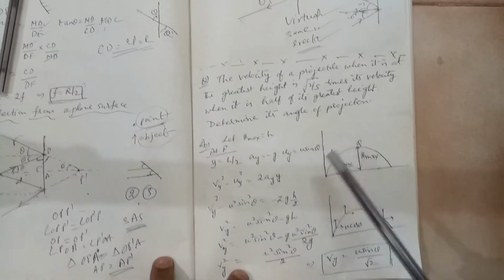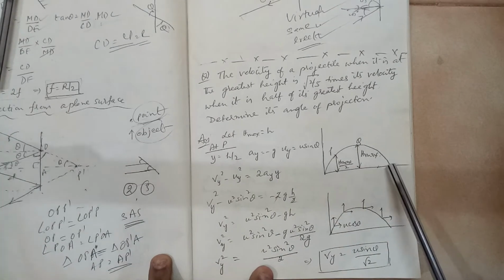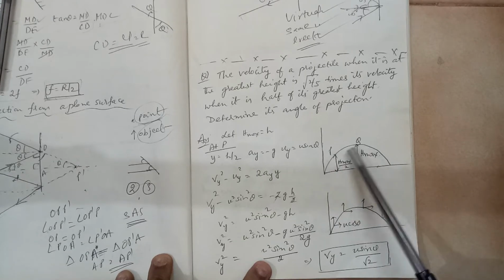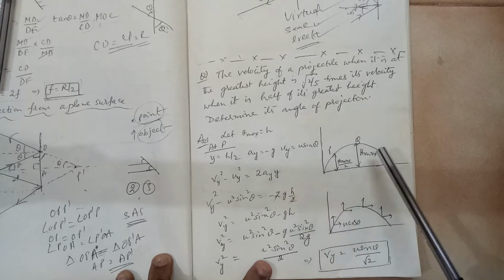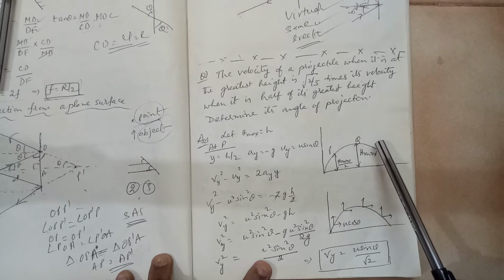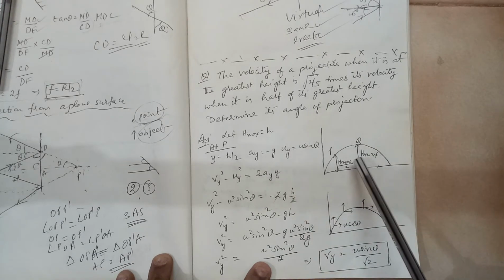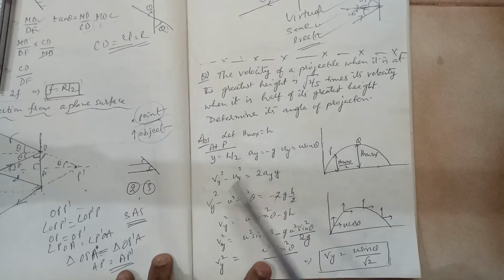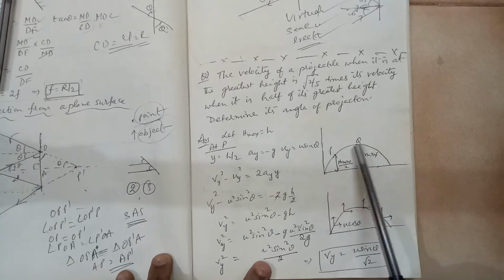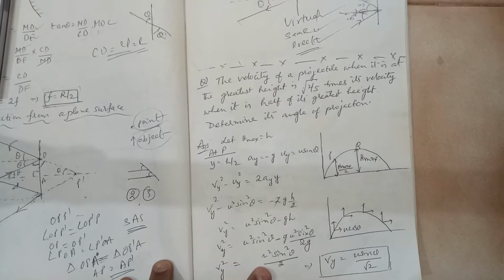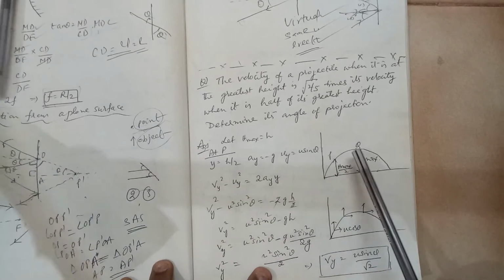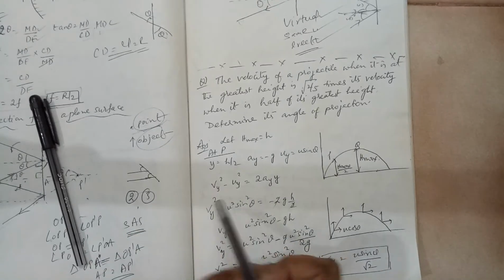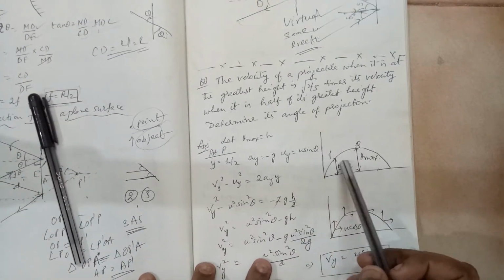So the question says that there is a projectile motion like this. Q is the point of maximum height and P is half the maximum height. So H max, let us say it is H, then at P the y coordinate will be H max by 2, which is H by 2. At every point there will be an X and Y coordinate, and at every instance you have two components of velocity, which are the horizontal velocity and the vertical velocity.